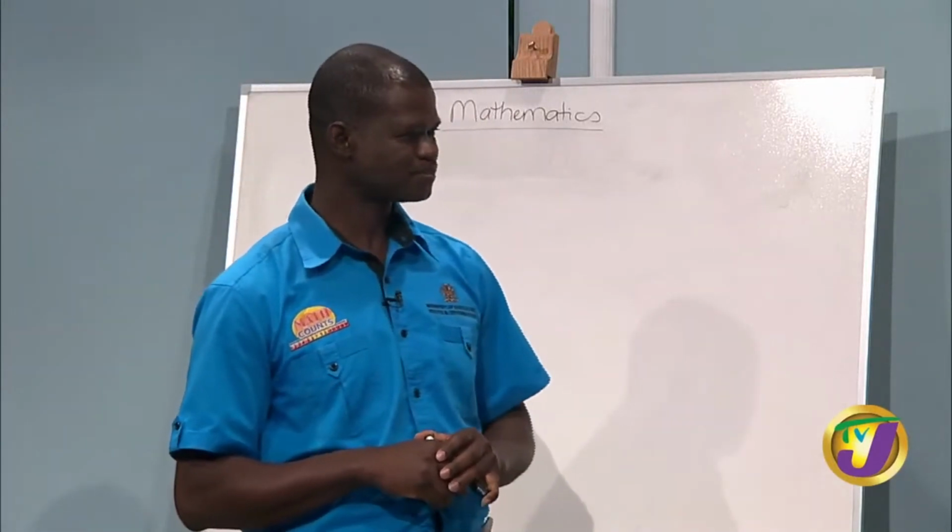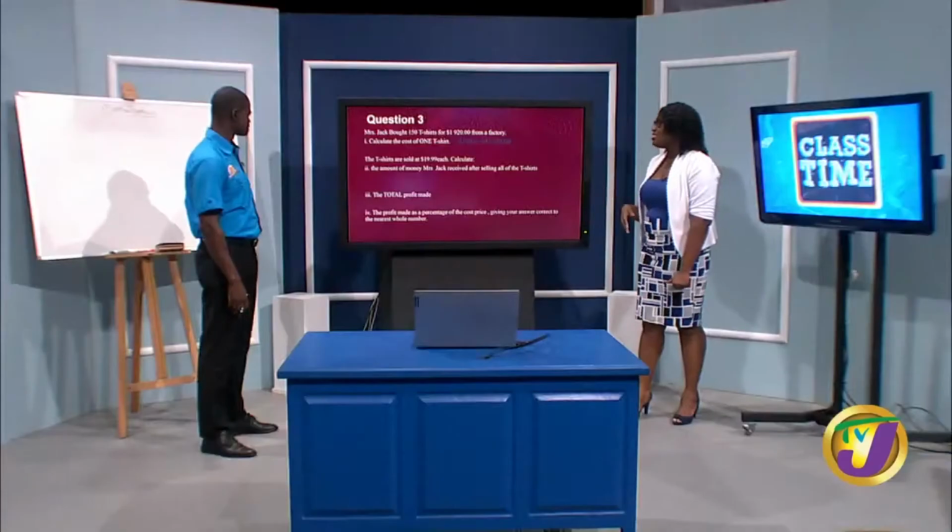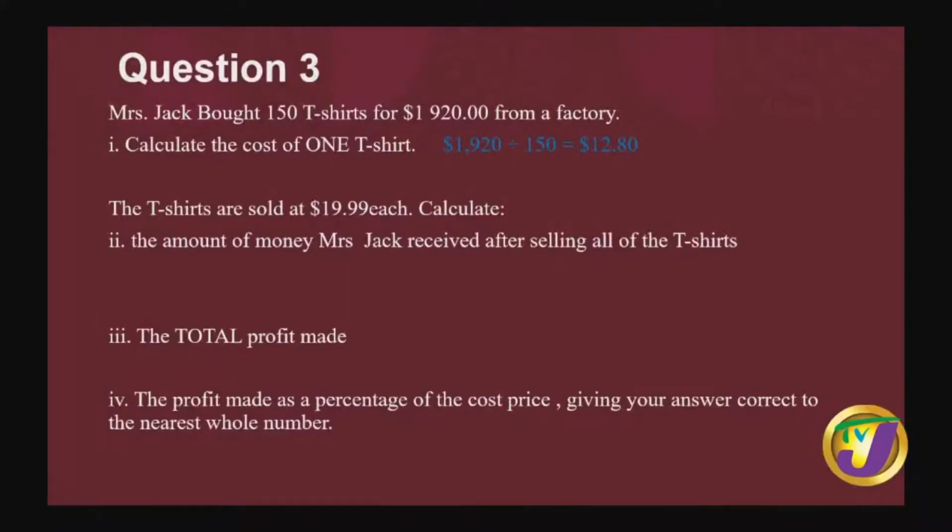All right, so the amount of money that Mrs. Jack received for selling all of her T-shirts: she sold all 150. So we're going to just multiply 150 by our unit selling price, which is $19.99.